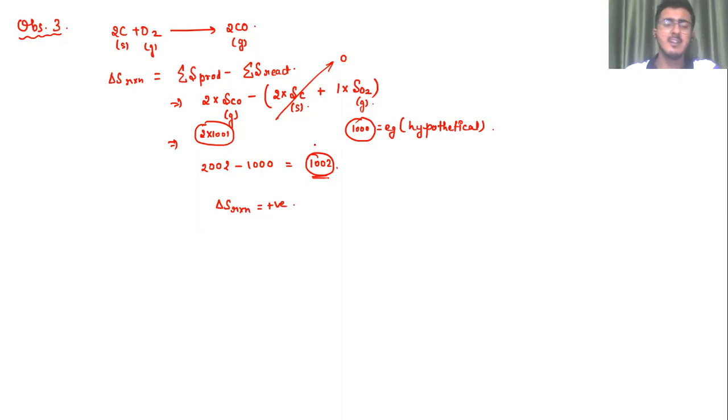So from here I can say that delta S reaction is a positive quantity, and the reason behind it is that the entropy of your product is much higher as compared to the entropy of your reactant. So if your delta S of the reaction is positive, then your slope is what? Minus delta S, right? So this will be negative. Basically your slope has become negative, and because of that, this line goes in the downward direction.